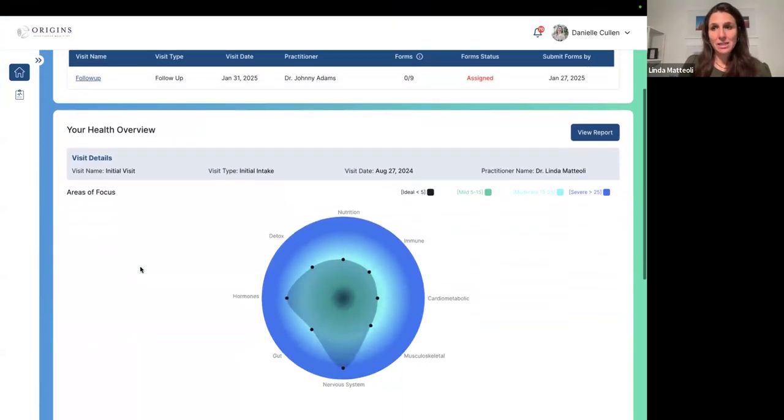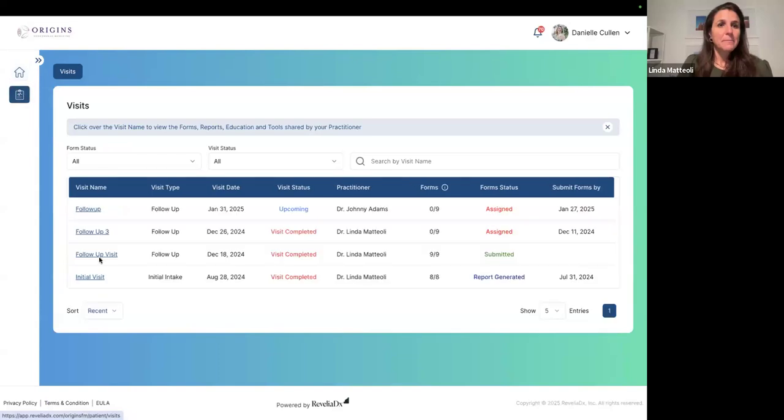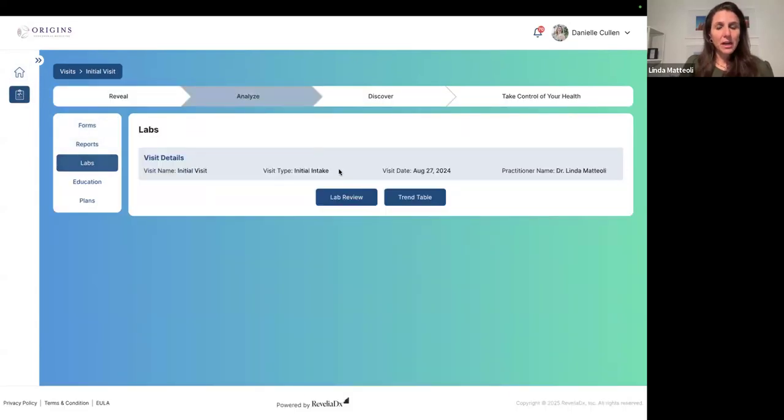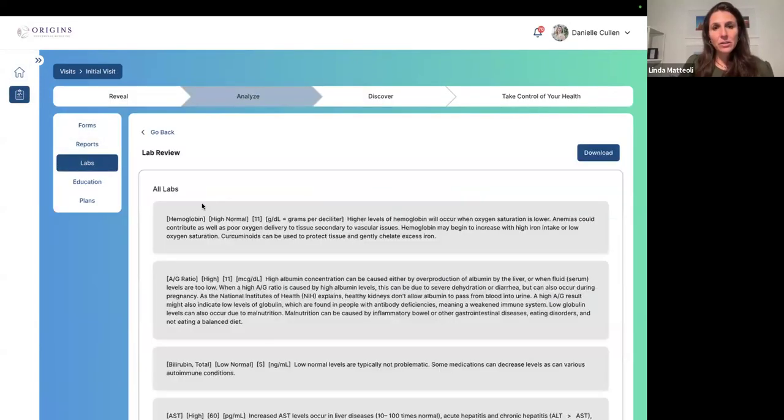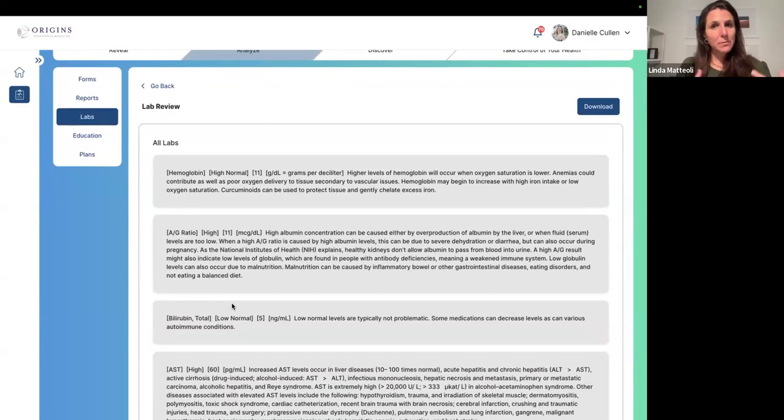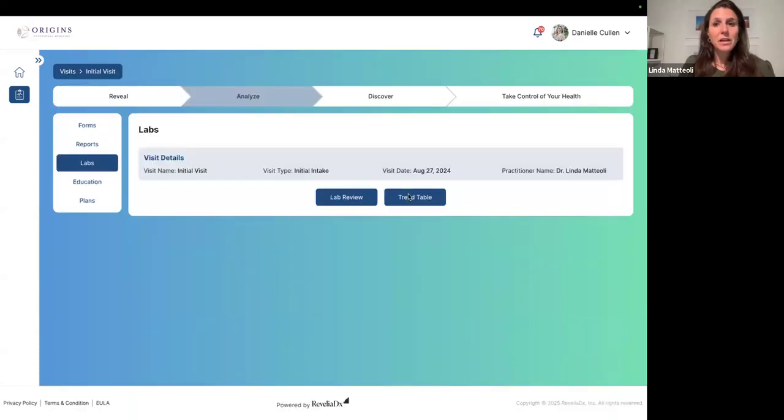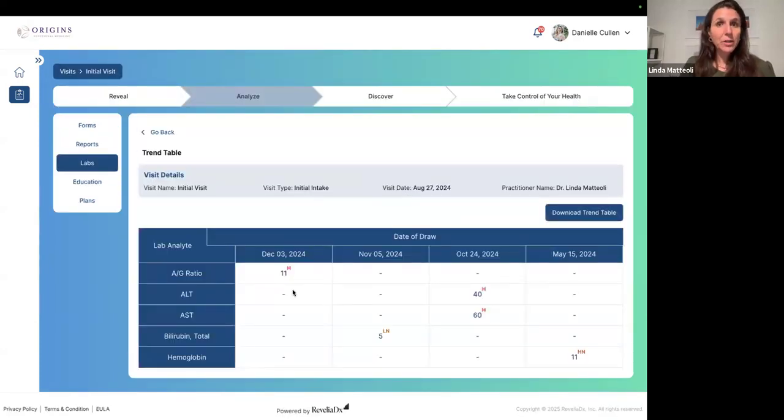So with all the labs that are uploaded, let me show you from a patient standpoint. So now I'm logged in as a patient. If I go to their initial visit under labs, I can look at my lab review. A lot of times what happens is patients don't really understand what each lab marker means. So this is the ability for the doctor, or clinician, to not only describe it to them, but they can also log in on their own and read through it on their own time as well. They also have access to their lab trend table in addition to that.